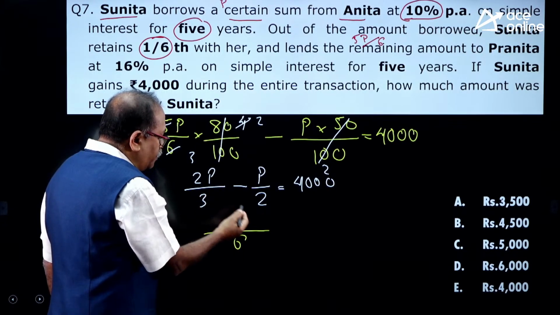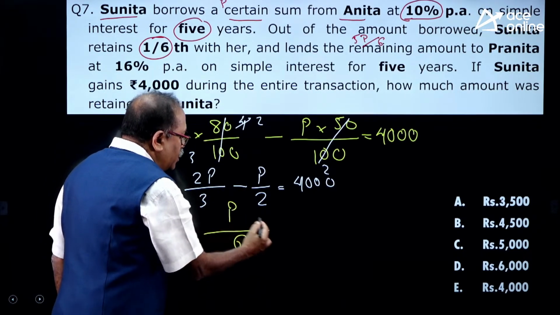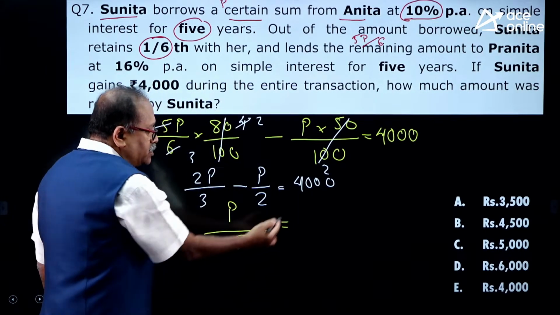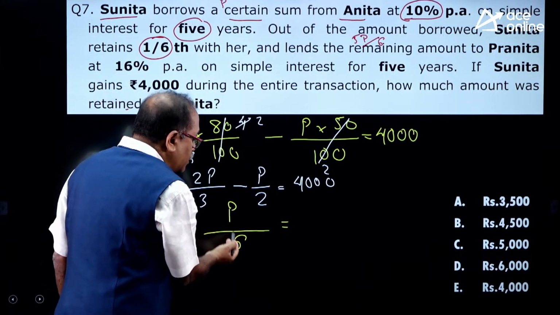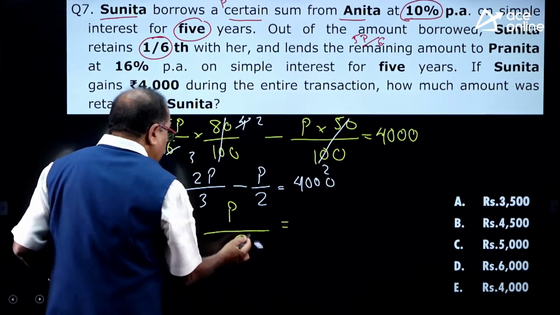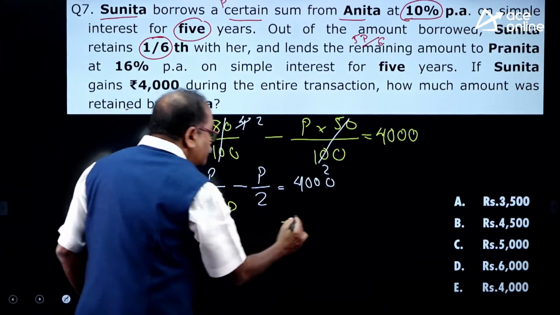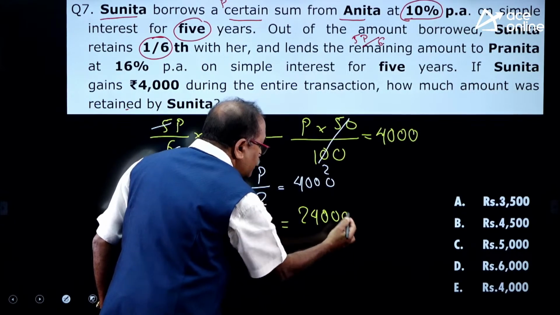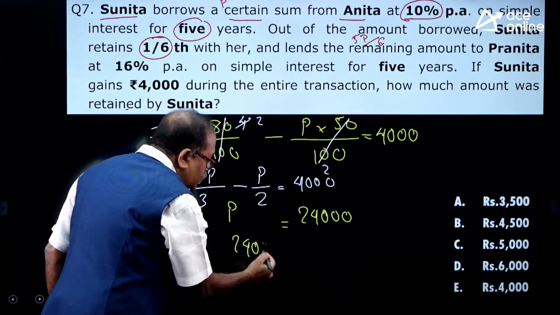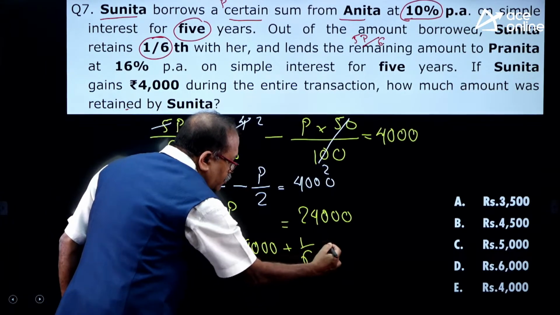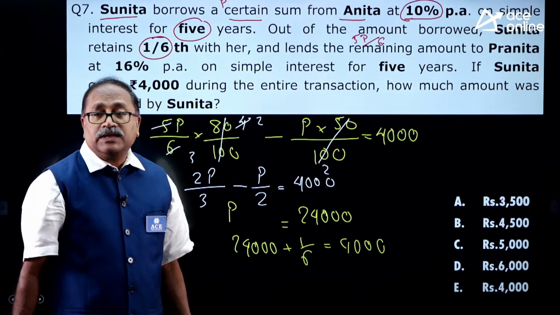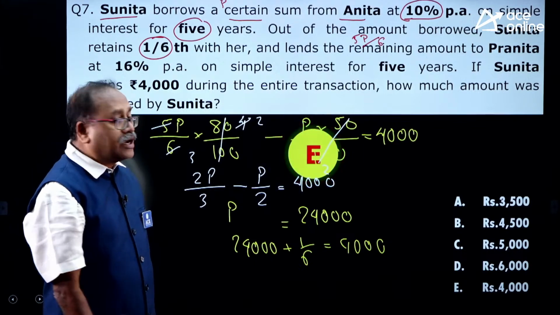So this is 2 times 4P and 3P, that is P, which is equal to 6P by 6 equal to 4,000. Then what is P? I am directly writing P, and P is equal to 24,000. Once I get P as 24,000, I need to take 1/6 of 24,000. You are very well aware that that is nothing but 4,000. Option choice E. That's what Pawan suggested. Let me check that. Pawan is right.